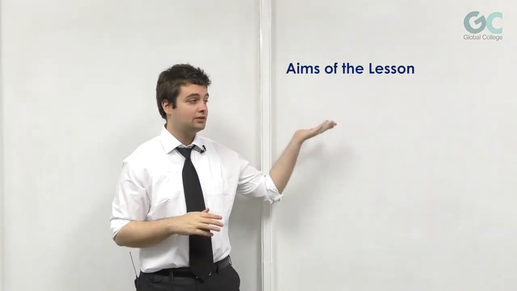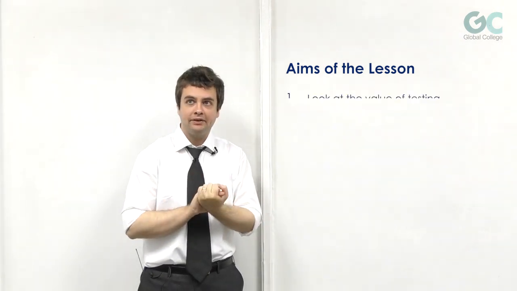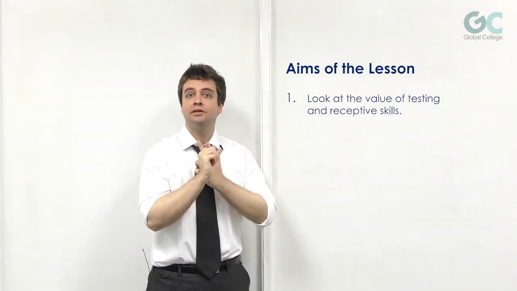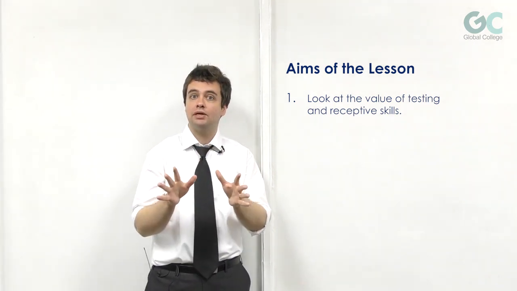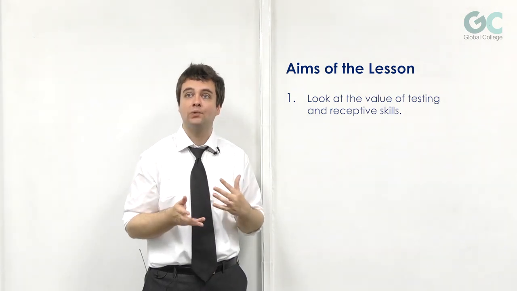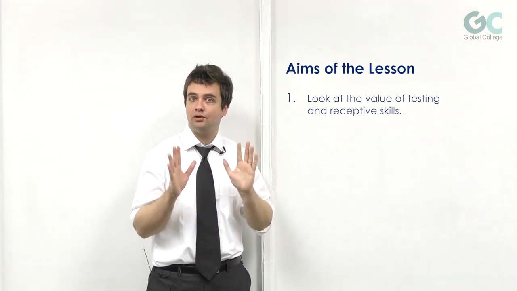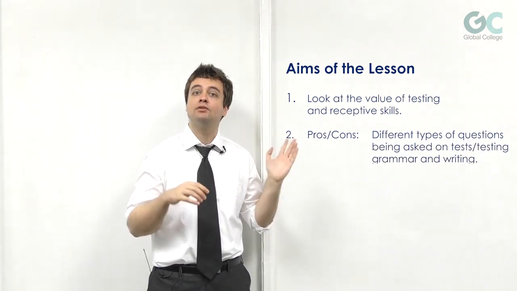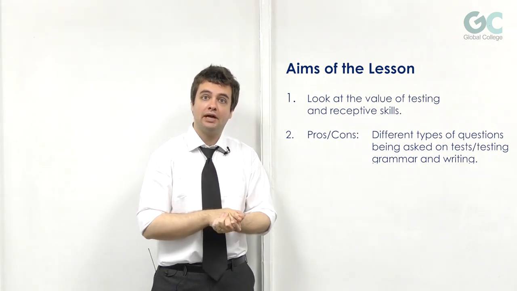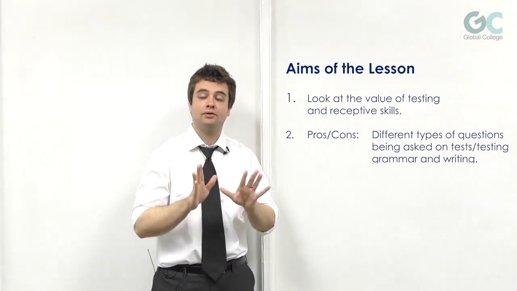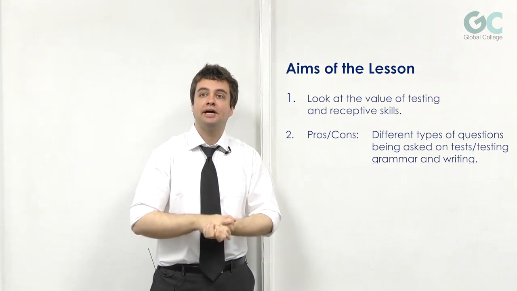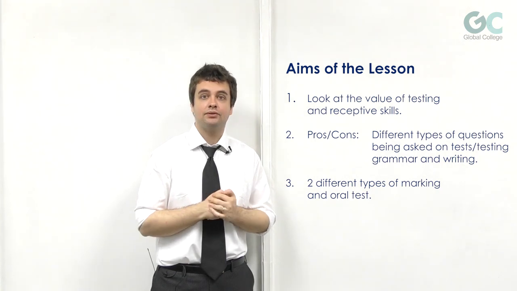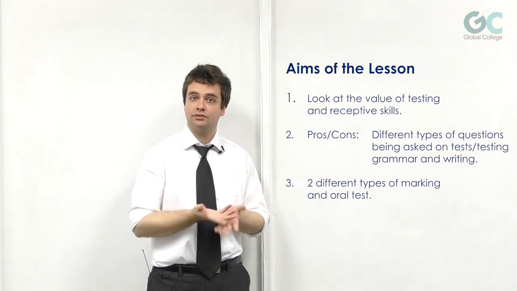So our first aim for today's lesson is that we're going to look at what we can test, the value of testing, and also we're going to look at something called receptive skills. And don't worry if you don't understand what that means right now, we're going to go through it together. After that, we're going to look at something very important. We're going to look at different types of questions that you can ask on a test and their pros and cons. Also, we're going to take a look at testing grammar and writing. Our last aim for today's class is that we're going to look at two different types of marking, and we're also going to be taking a look at oral tests. So we got a lot of different things to do today, guys.